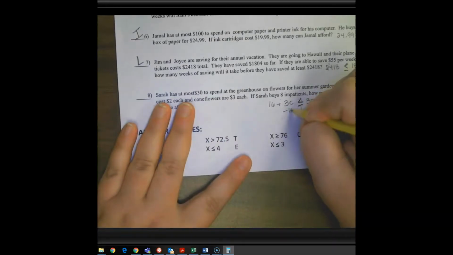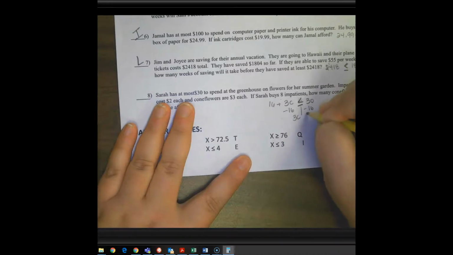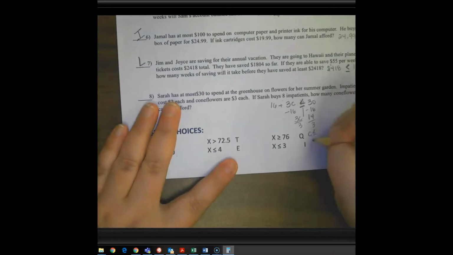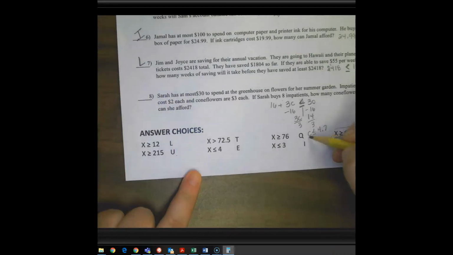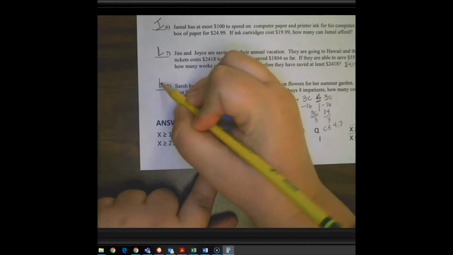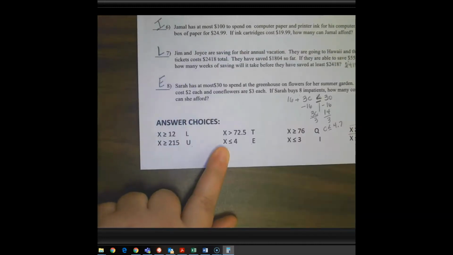So my spending needs to be less than my actual money. So subtract 16 from both sides. Divide both sides by 3. And then I get C is less than or equal to 14 divided by 3, which is 4.7. So my cones, I can get less than that. So I can get 4, which matches my letter E. Okay, just think of it as C is less than 4.7. I can't have part of a flower, so I need to go down to 4 flowers.